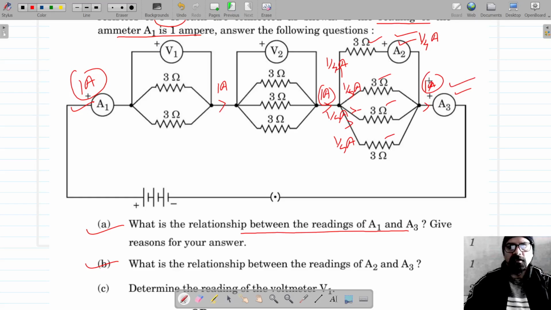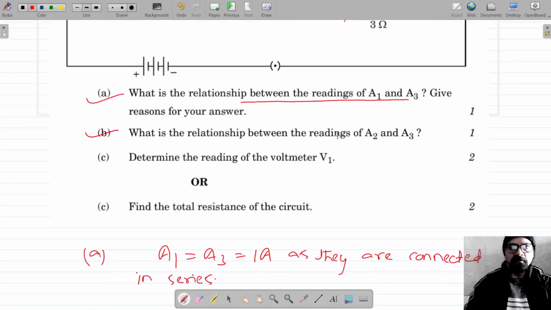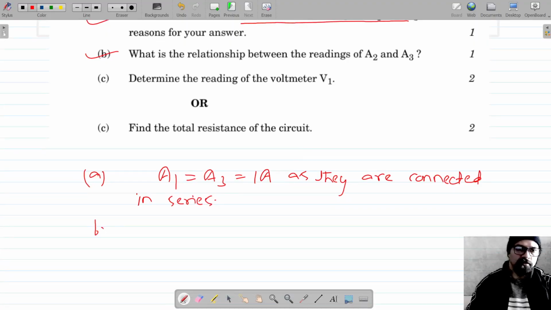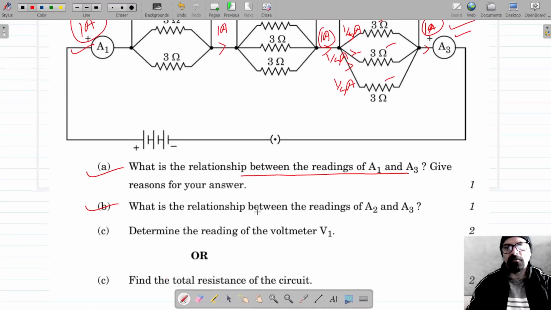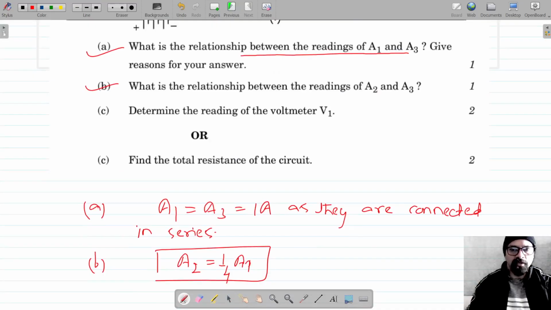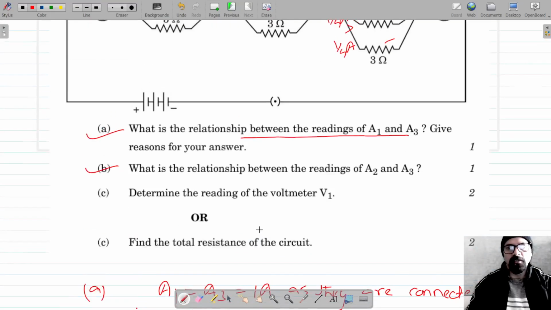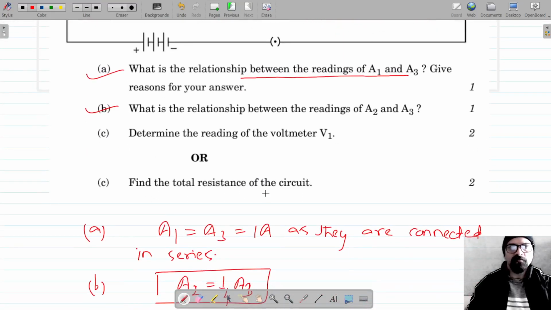So what will be the readings of A2 and A3? A2 will have 1/4 of the reading of A3, because it has 1/4 of the current. Now determine the reading of voltmeter V1.